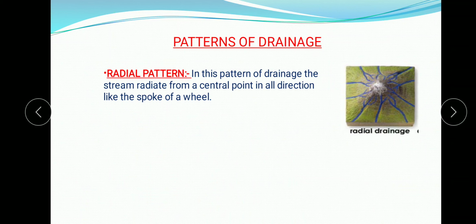Radial pattern. In this pattern of drainage, the streams radiate from a central point in all directions like the spokes of a wheel.